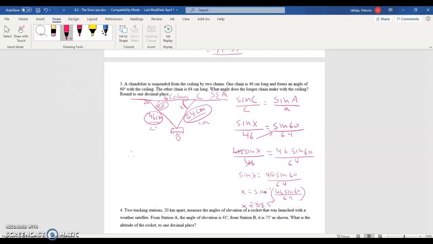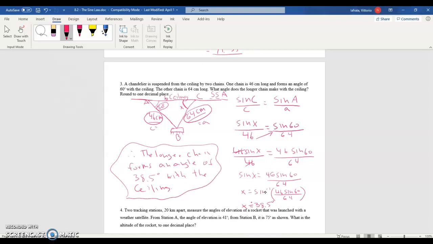So you'd write a therefore statement. Therefore, the longer chain forms an angle of 38.5 degrees with the ceiling. And that would be your therefore statement. So again, we just had to draw a proper sketch. And once we had that sketch drawn in, it was a little bit easier to solve the problem.